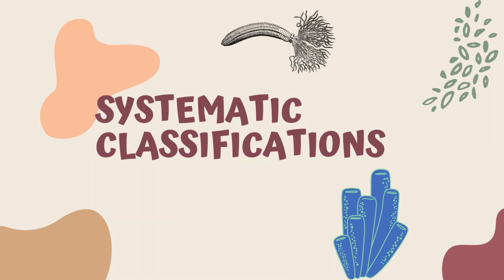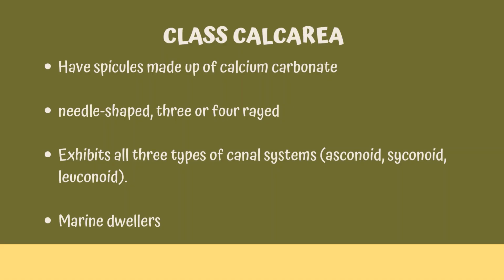Systematic classifications. The class Calcarea. The members of this class have spicules made up of calcium carbonate. They are needle-shaped, 3 or 4 rayed. These sponges also exhibit 3 types of canal systems: the asconoid, syconoid, and leuconoid. All members of this class are also marine dwellers.